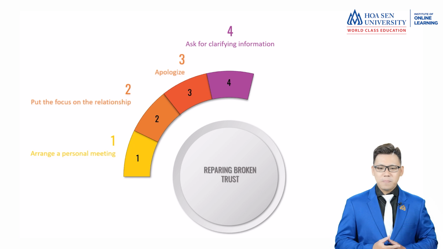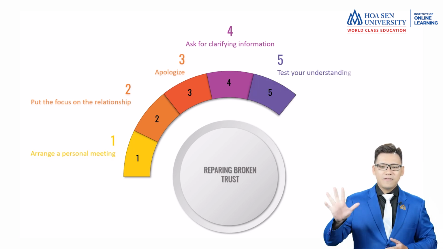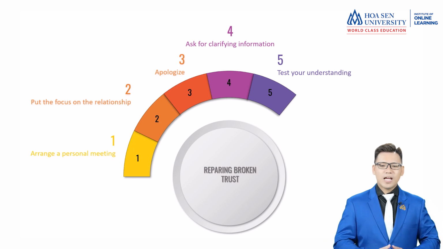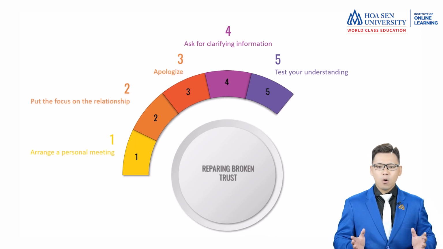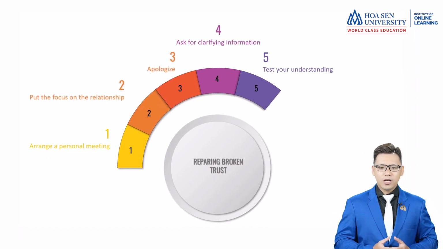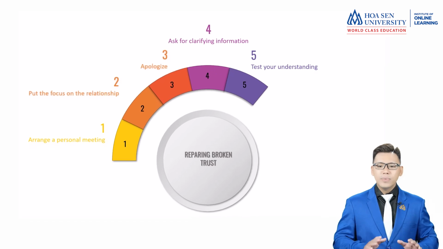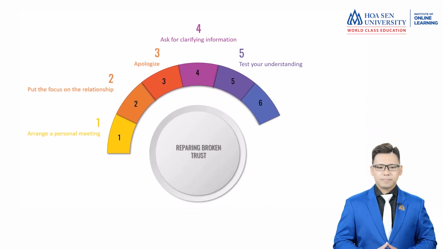And how about number 4? You have to ask for clarifying information. Ask questions to understand the other person's perspective and make sure there's no lingering misunderstanding. Number 5, test your understanding. Repeat back what you heard. This step ensures that both parties are on the same page and there's no room for misinterpretation.